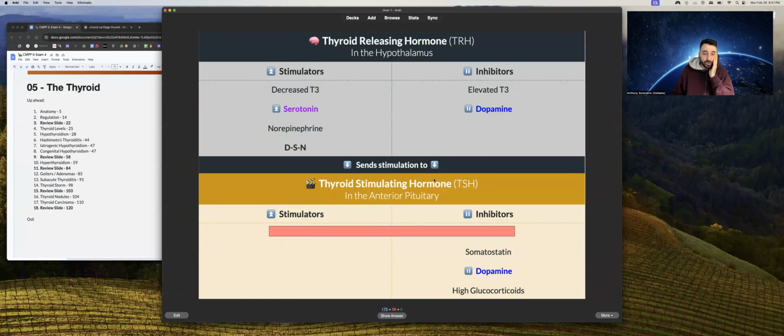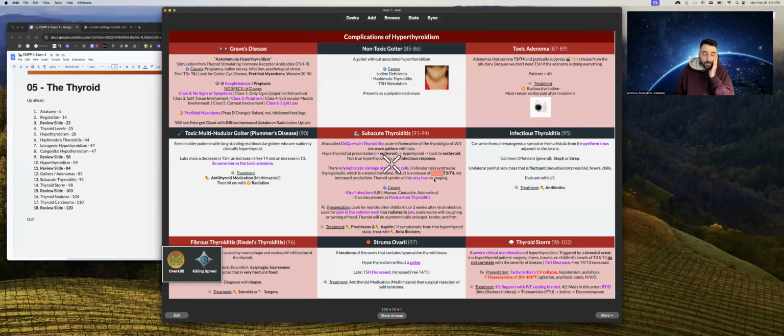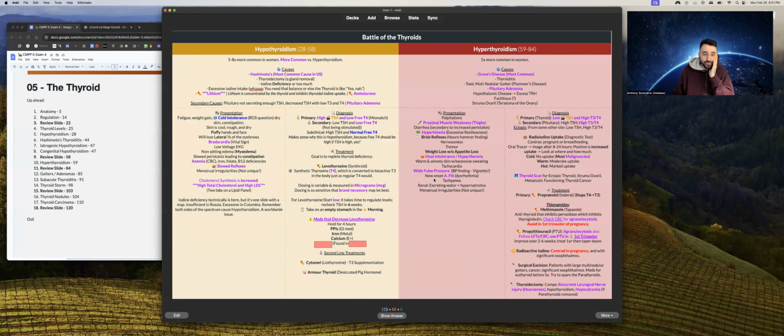Okay, thyroid stimulating hormone. Yes, stimulating is going to be low, with T3 inhibitor, meaning high T3. Subacute thyroiditis result is a release of free T3. Oh, stored T3, T4. That's important. This is that postpartum one that releases stored T3, T4. So it's not increasing production.